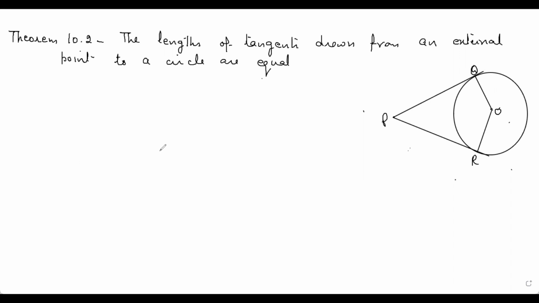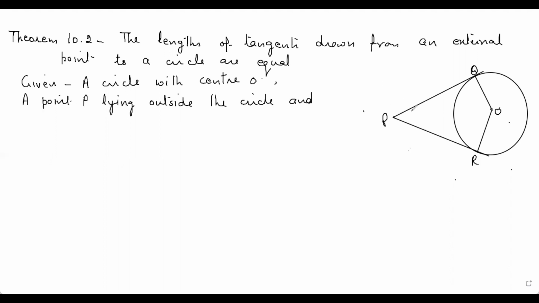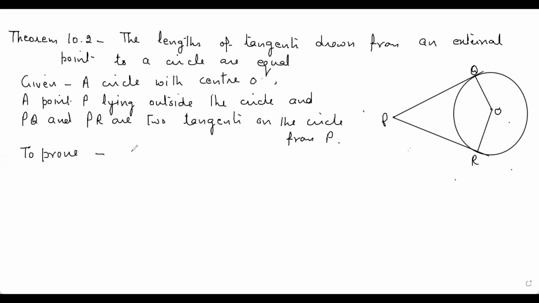And what we have to prove? PQ is equal to PR. The lengths of tangents drawn from an external point to a circle are equal. Now, what is given? A circle with center O, a point P lying outside the circle, and PQ and PR are two tangents on the circle from P. To prove: PQ is equal to PR. Construction: join OP, OQ and OR.